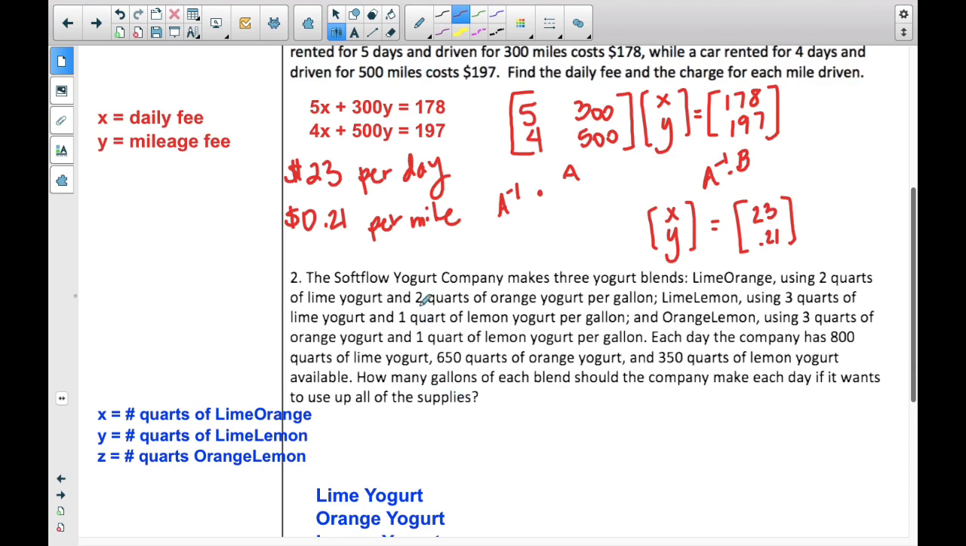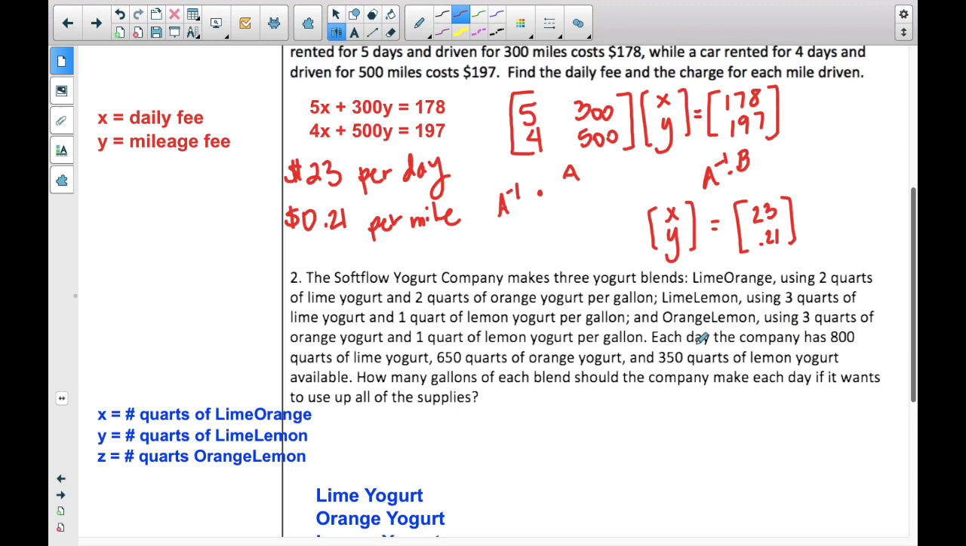The Soft Flow Yogurt Company makes 3 yogurt blends: lime orange, using 2 quarts of lime yogurt and 2 quarts of orange yogurt per gallon; lime lemon, using 3 quarts of lime yogurt and 1 quart of lemon yogurt per gallon; and orange lemon, using 3 quarts of orange and 1 quart of lemon per gallon.